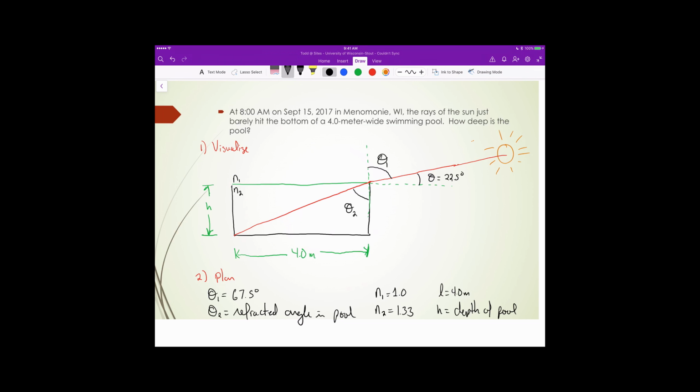So, as an example of a problem where you make use of Snell's law, we're going to solve one of my favorite problems. I kind of like this problem because it's an application of optics that doesn't really strike you as being about optics. But the idea is that at a certain time of day, the sunlight just barely starts to hit the bottom of the pool. If you know the width of the pool, how deep is the pool?